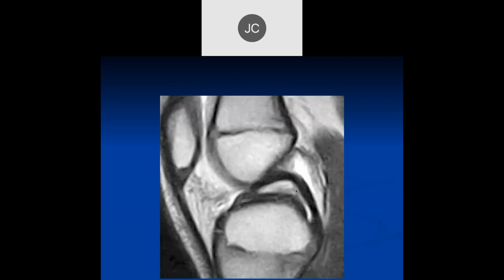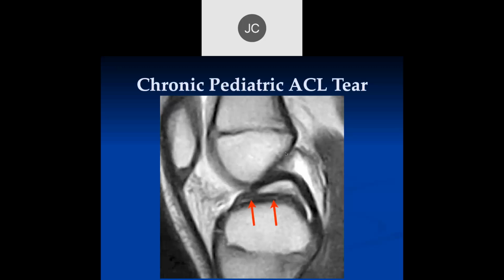The other thing, this is a kid with a chronic ACL tear, and here we can see the ACL is inferiorly displaced over the tibial spine. We don't see anything going up to its normal attachment, and that's another pediatric chronic ACL tear.